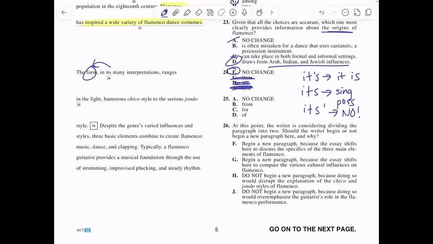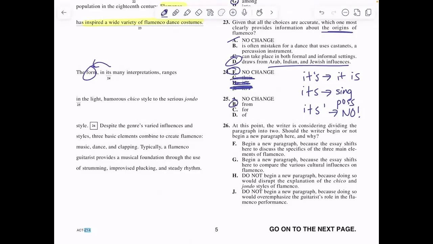The form in its many interpretations ranges. I would go B. If I'm ranging from something, I'm going from something to something else. From is our answer there. Okay, good. Let's see here, 26.